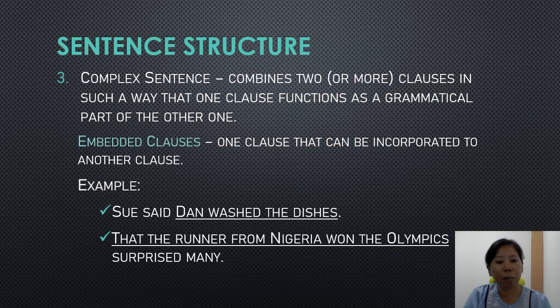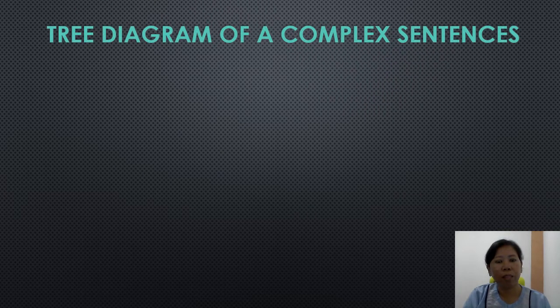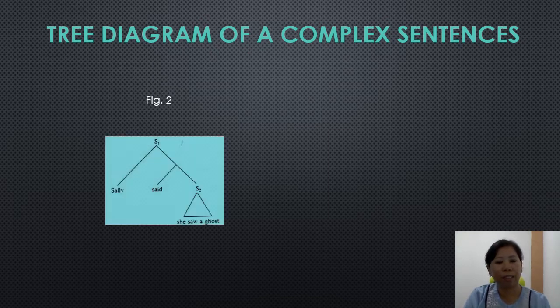In the second example, that the runner from Nigeria won the Olympics surprised many. The underlined sentence or clause is the embedded clause. Let me show you a tree diagram of a complex sentence.